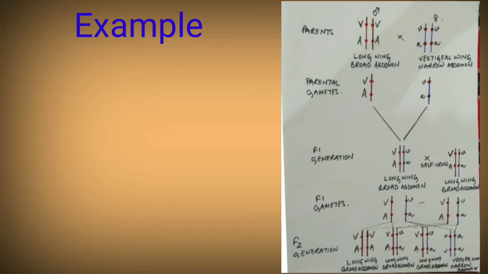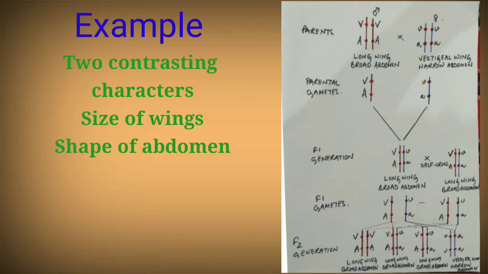Here the parents will bear two characters. One is the shape of the wing and the other is the shape of the abdomen. Here one parent will be dominant and the other will be recessive. So let's consider the male parent to have the characters long wing and broad abdomen, and the female parent to have vestigial wing and narrow abdomen.